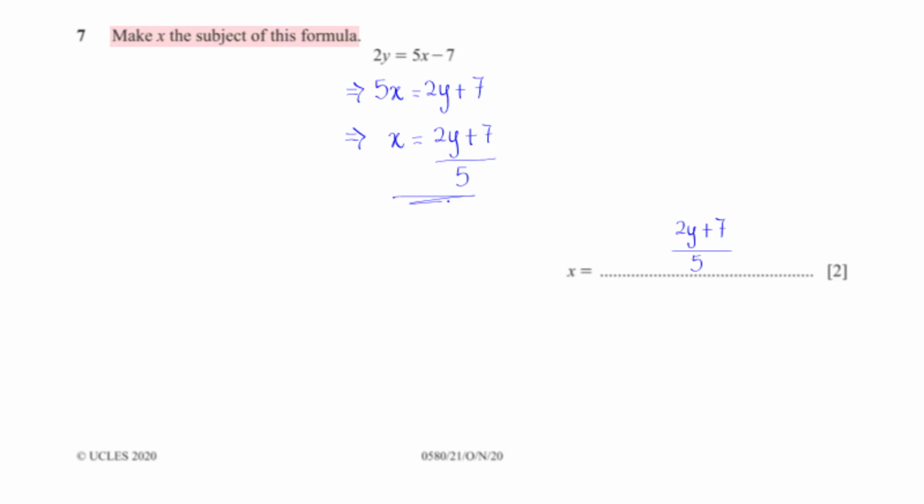Make x the subject of this formula. 2y is equal to 5x minus 7. Minus 7 goes to the other side of the equation to add, and so we have 5x equals 2y plus 7. 5 is multiplying x, and so to make x the subject, 5 goes to the other side of the equation to divide. And so for our final answer, we have x is equal to 2y plus 7 over 5.